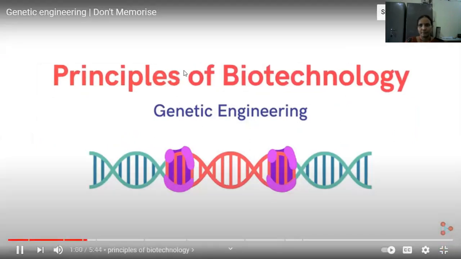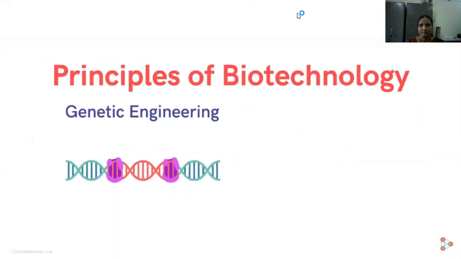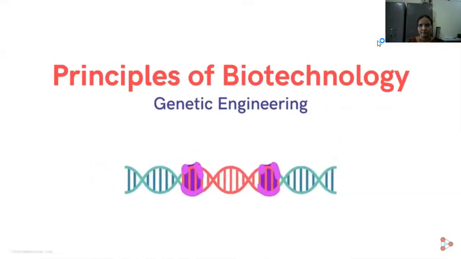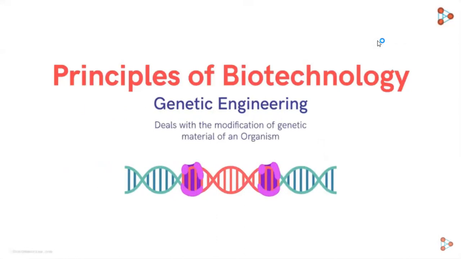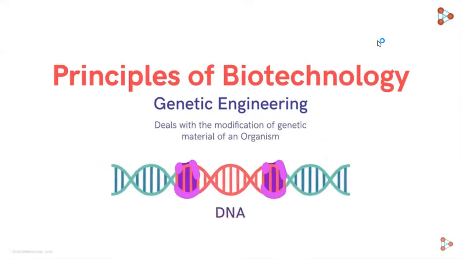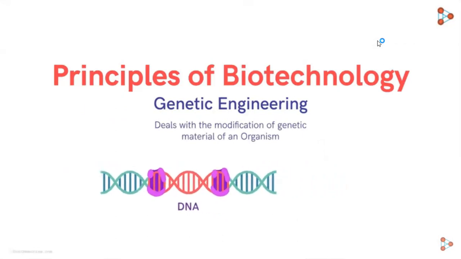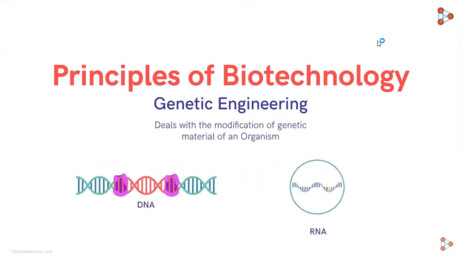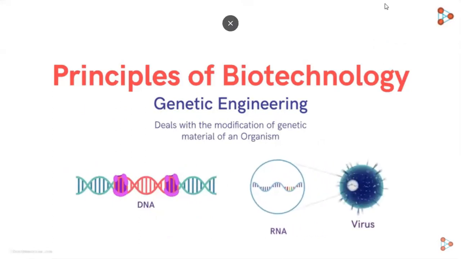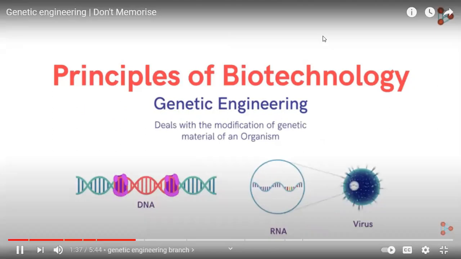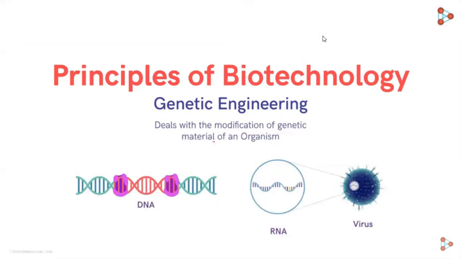Most of the principles of biotechnology are based on two engineering branches, that is, genetic engineering and chemical engineering. Genetic engineering is the branch which deals with the modification of the genetic material of an organism. Which genetic materials are we referring to? We know that it's the DNA which is the genetic material for most of the organisms. And what about the remaining ones? Well, in them, it's the RNA which acts as the genetic material, just like in the case of some viruses. So genetic engineering deals with the manipulation of genetic material.